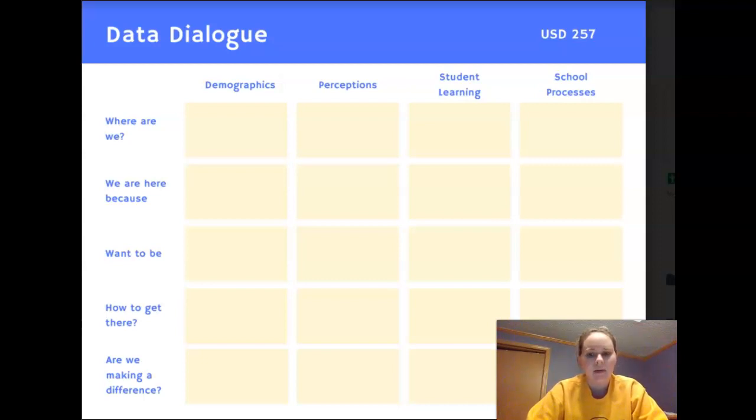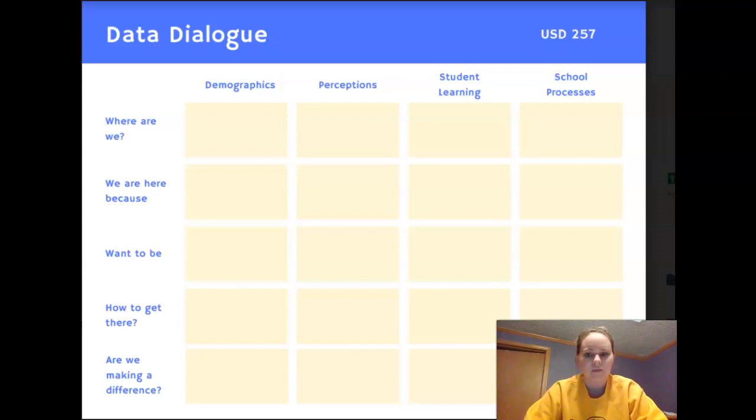And then across the top, I answered for the four main things in a school of data collection: demographic, perception, student learning, and school processes, which we've been talking a lot about throughout this course, so that we can answer those five essential questions in each of the four main categories. And we've done some digging into our own data of our own schools throughout this.